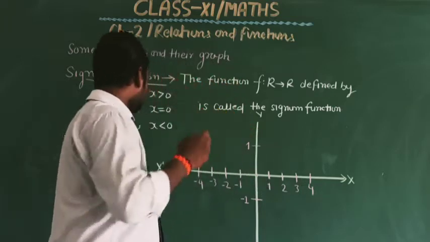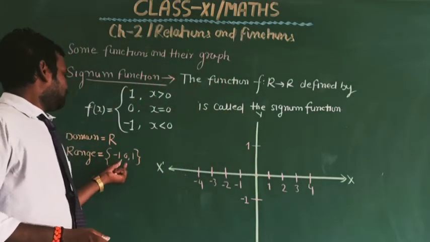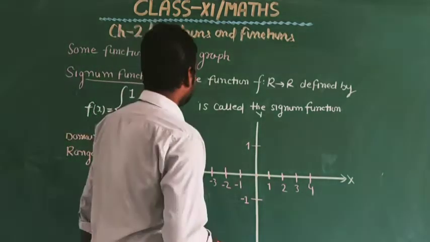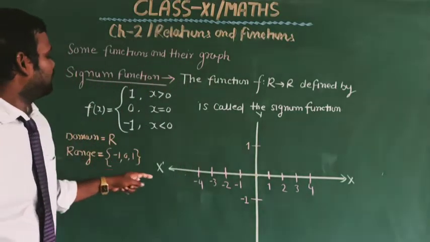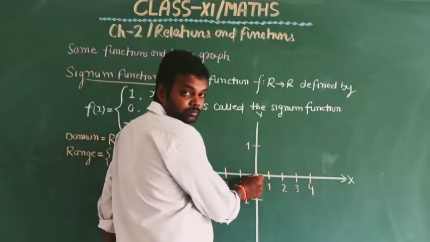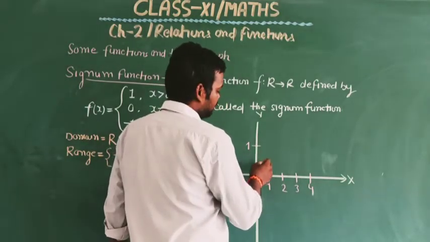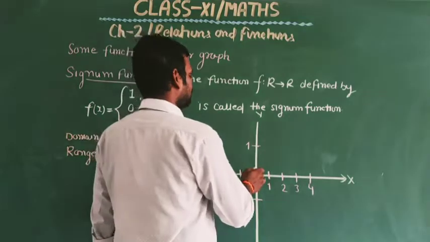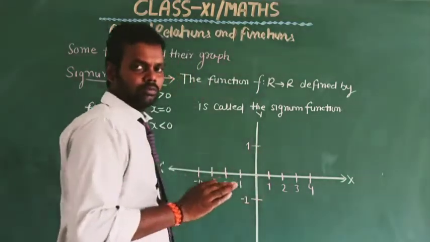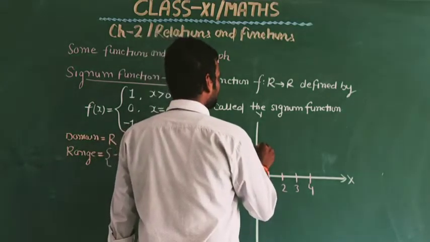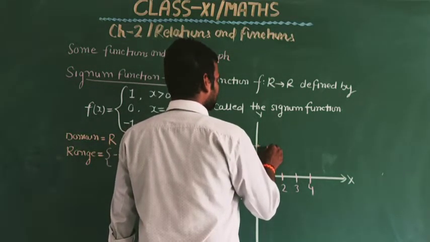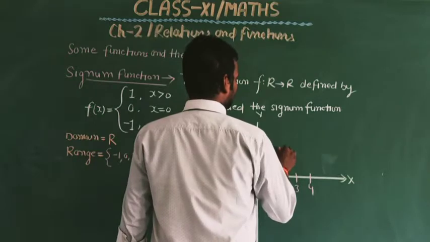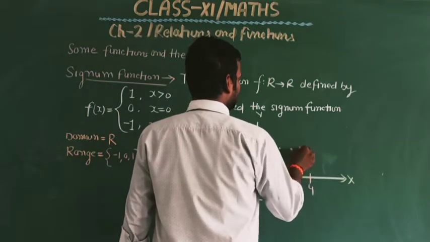At 0, the value of the function is 0. Next, for any value greater than 0, the value is 1. So at x equal to 1 the value is 1, at 2 the value is 1, at 3 it is 1, at 4 it is 1.